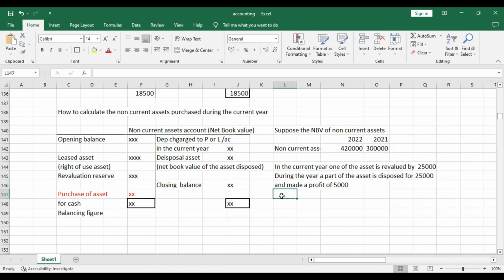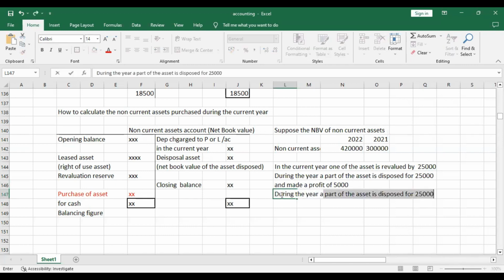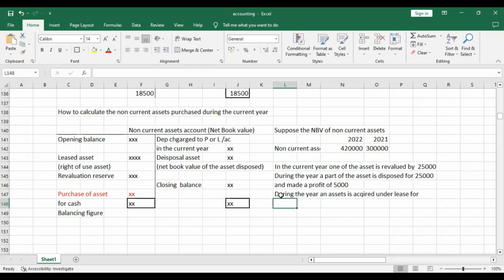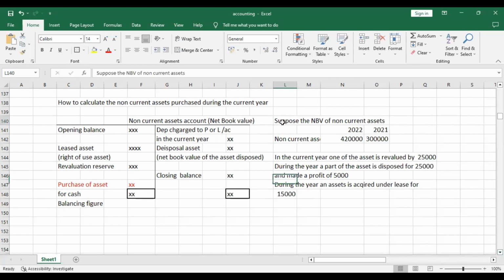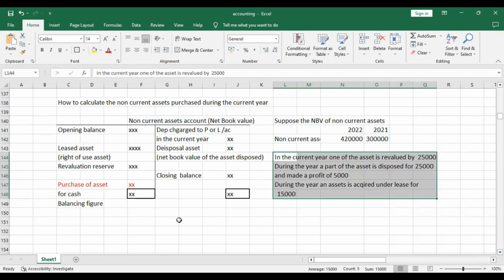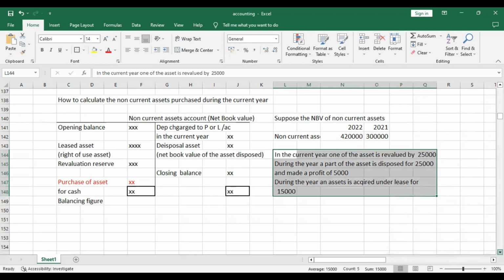Okay, then also they have given that during the year an asset is acquired under lease for 15,000. Suppose this information is given to you. This particular information is from the balance sheet, and this information they will provide in the additional notes. So we are going to reflect these values.